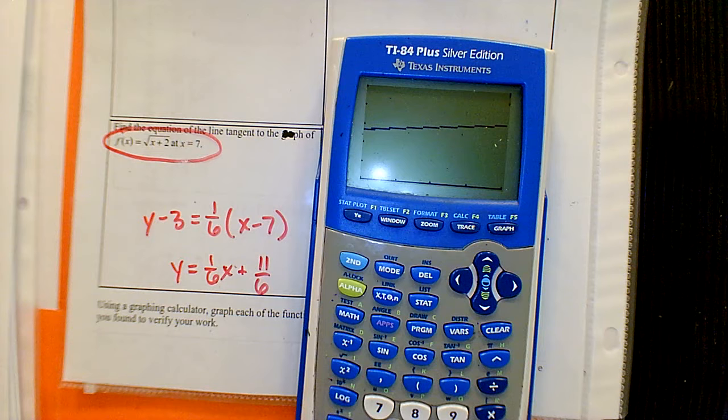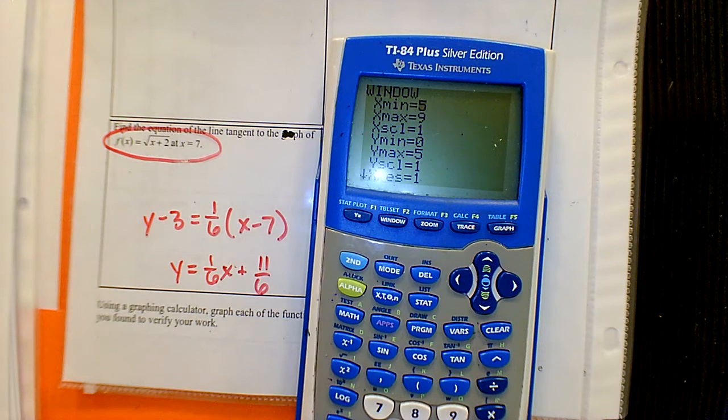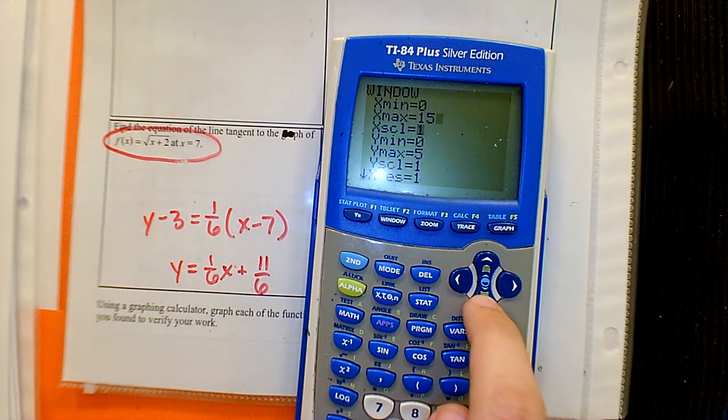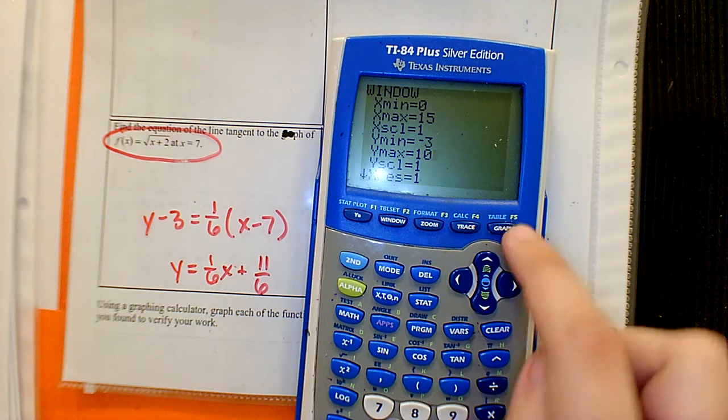There's your square root, and it graphed the linear one too. It's hard to distinguish between the two of them, right? Maybe we'll zoom out a bit. Let's go to our window. Let's go a little bit less than 5, maybe 0, and a little bit more than 9, maybe like 15, still counting by ones. You want to do the same thing for the y's? Maybe we'll do, I don't know, -3 and 10. We'll zoom out a little bit, counting by ones.